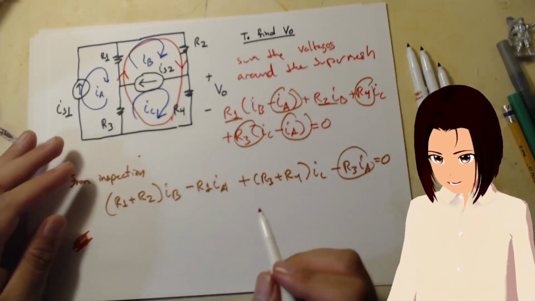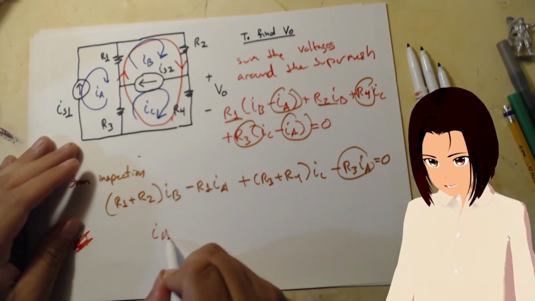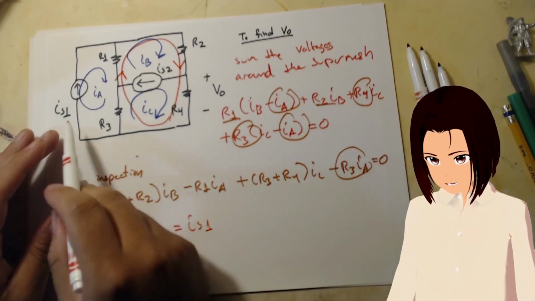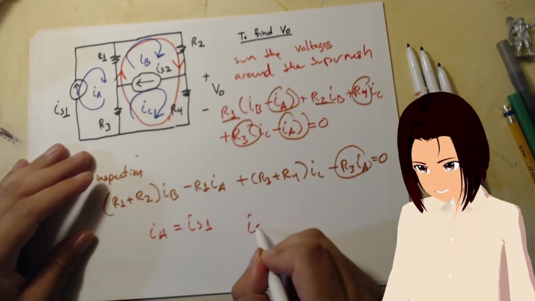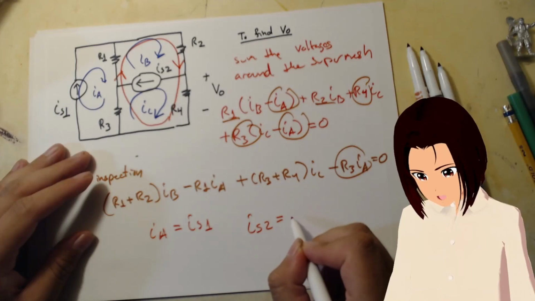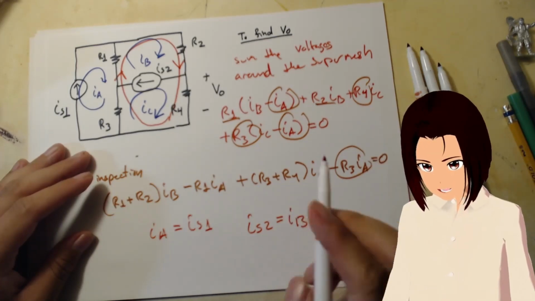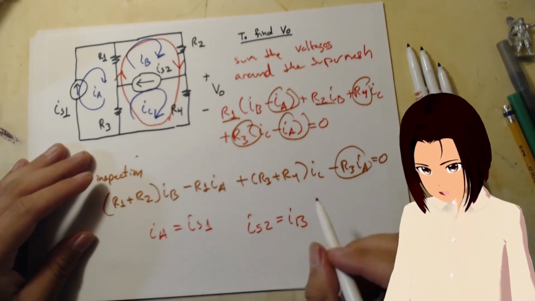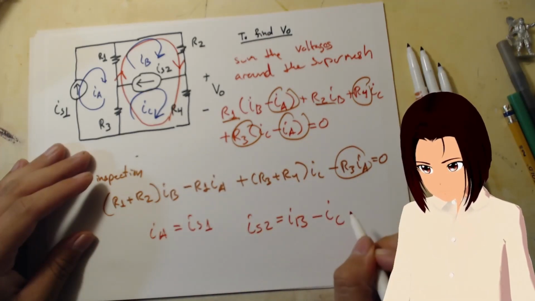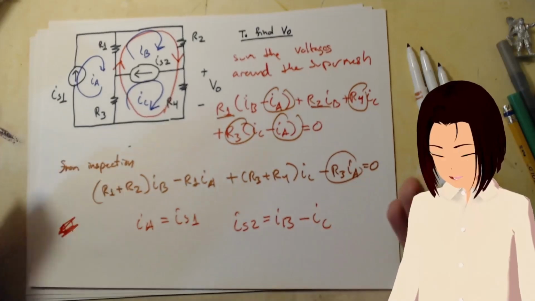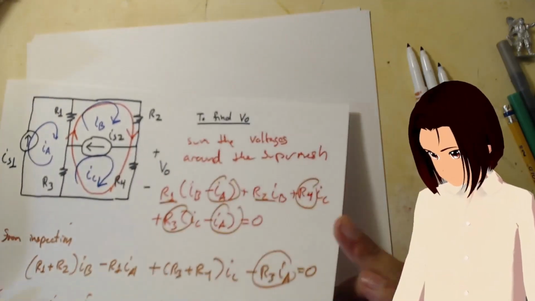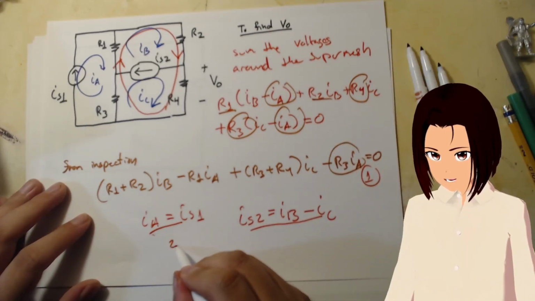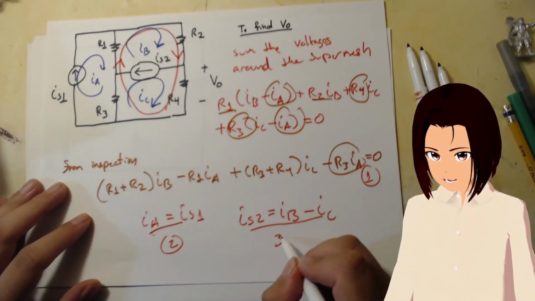So one of the things that we have is that we know that IA is equal to IS1 because they're in the same direction. IS2 is equal to IB because it agrees with IB, but it disagrees with IC. So it's IB minus IC, and there you have it. That's it. You did it. One equation, your two equation, and your three equation.